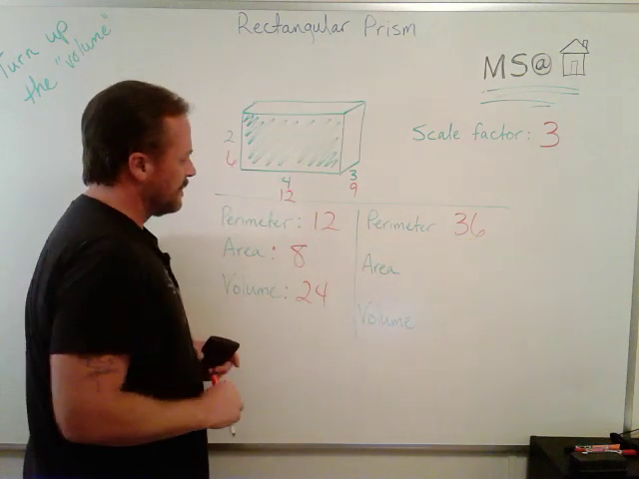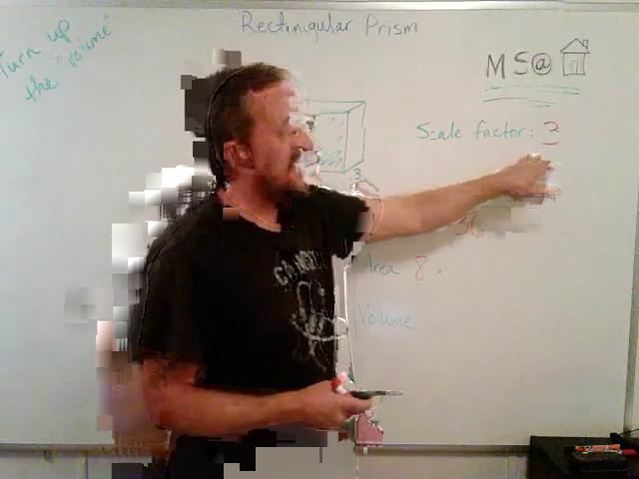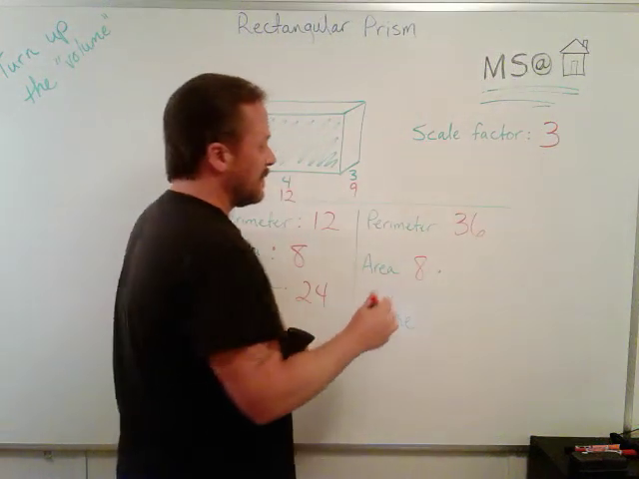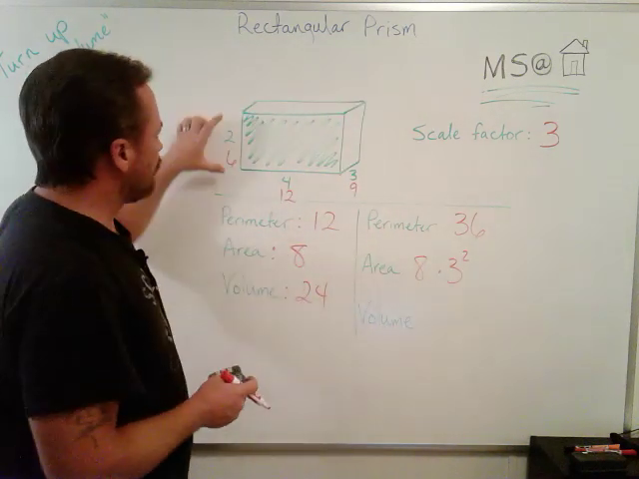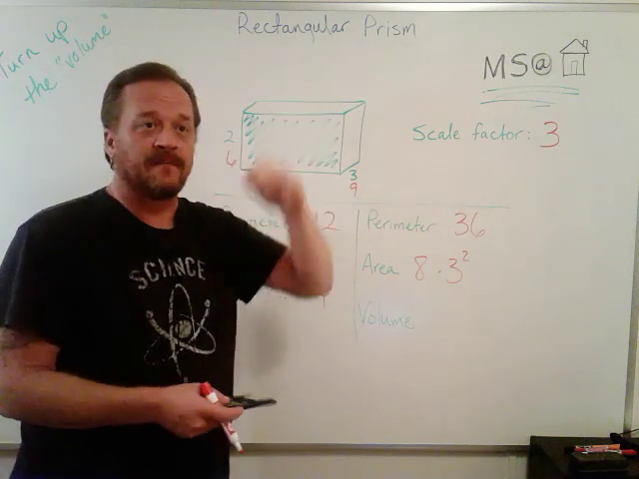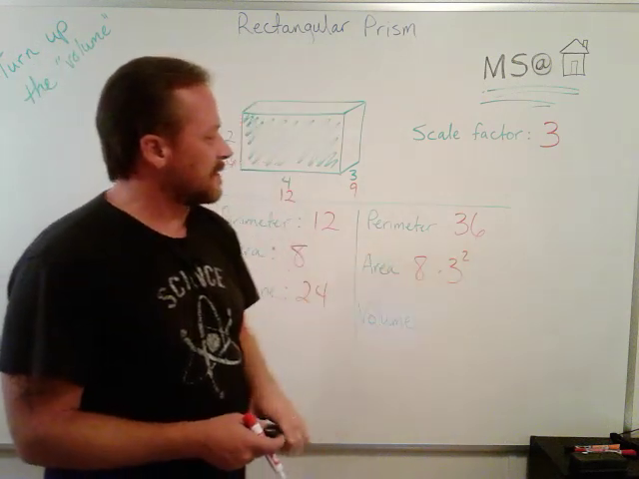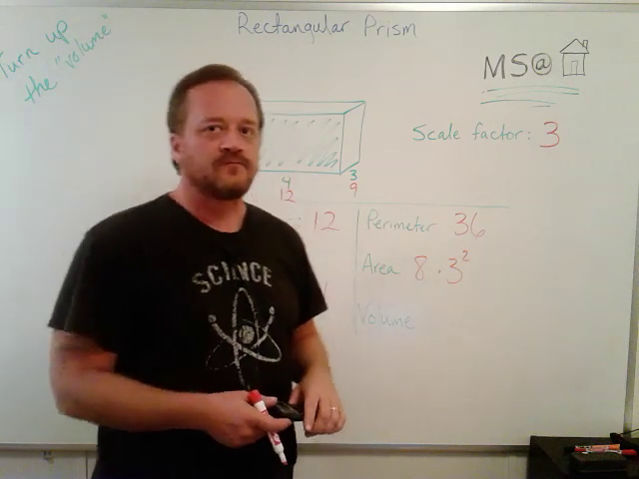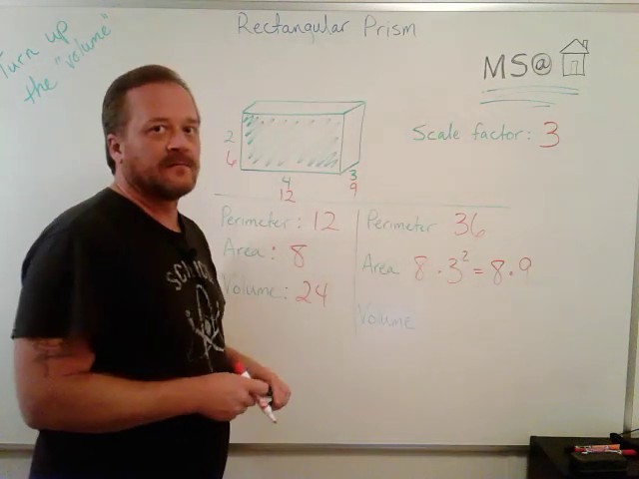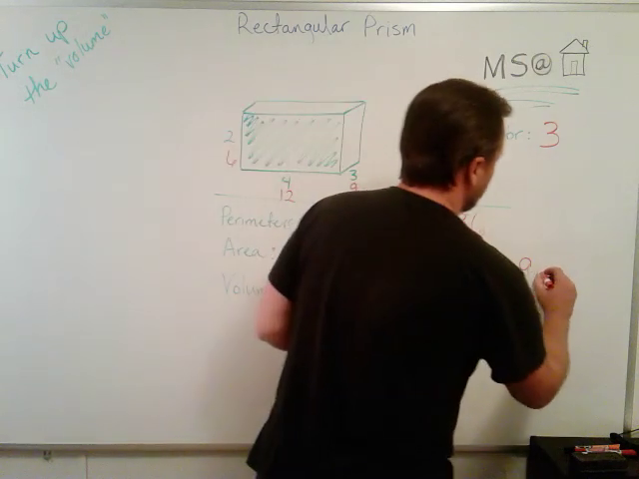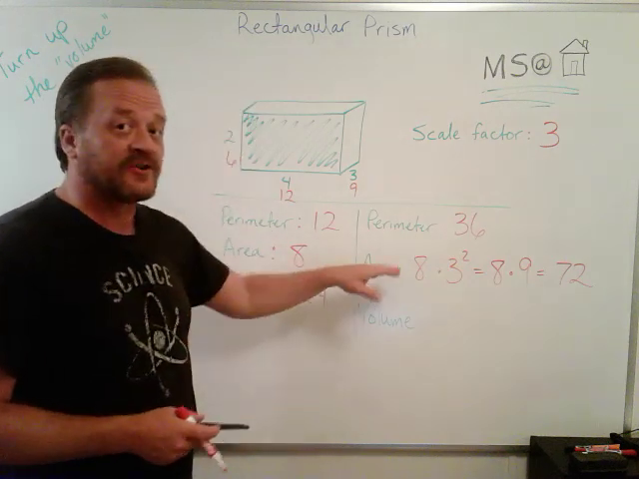But what about the area? Here, I'm going to have 8 times the scale factor squared, right? Because I'm talking about area, which is 2 dimensions. That means if I increase one of these dimensions by 3 times 3, I have to increase the entire front face by a factor of 3 squared. So what's 3 squared? Three times 3 is 9, right? So let's write the answer to that. 72. Excuse me. We're going to check that and see if we're right.